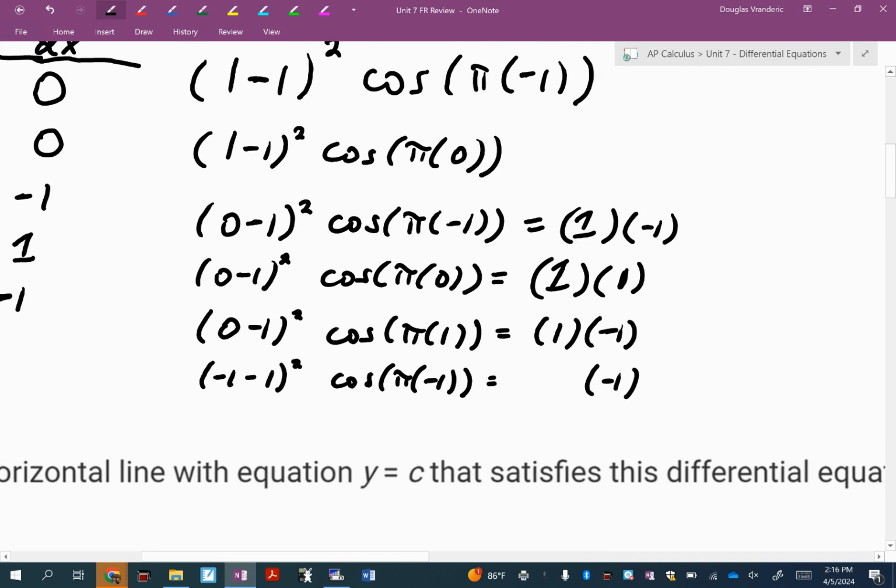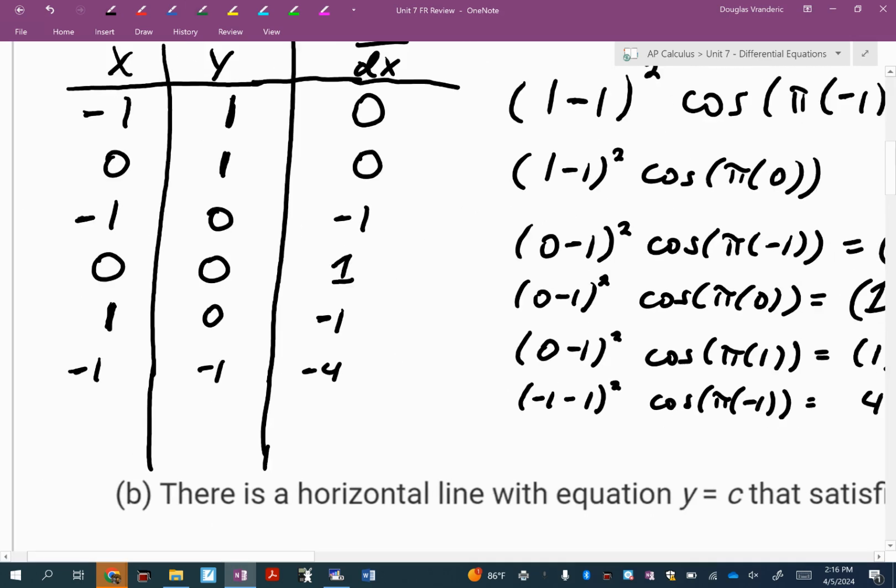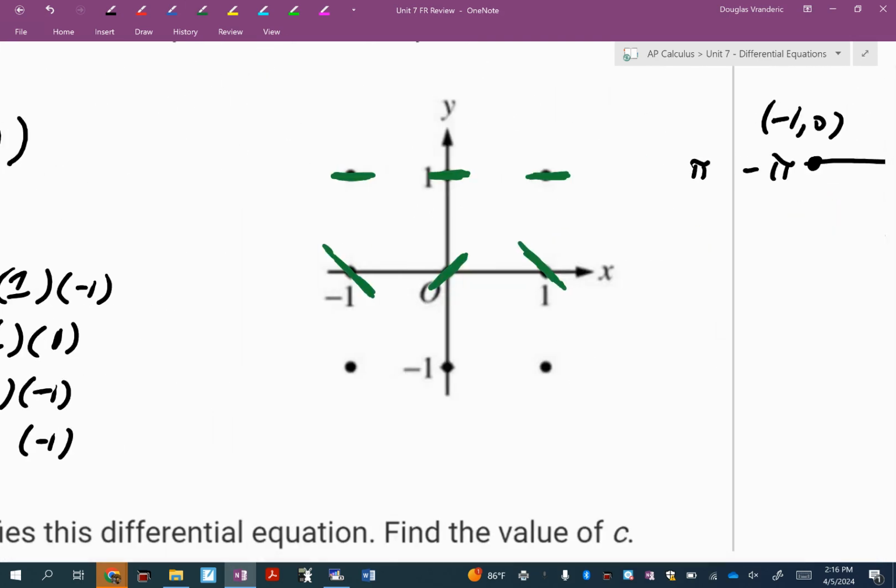Now, what happens here with this one? That's negative 2 squared, which is positive 4. So that's a slope of negative 4. So you need to make that one steeper than the other negatives you've done. So I was thinking something like this.